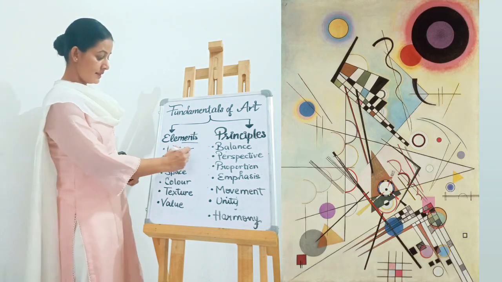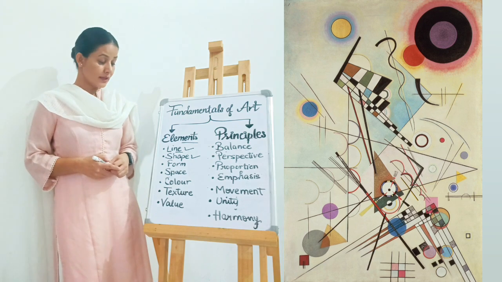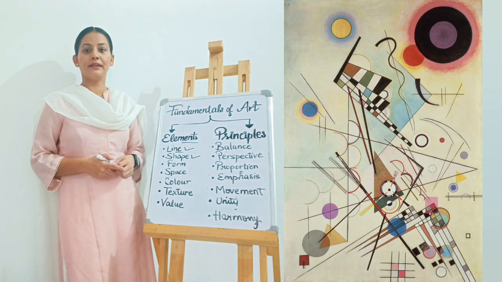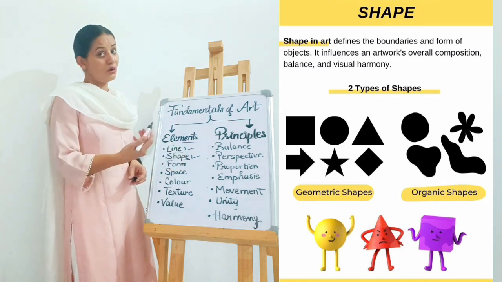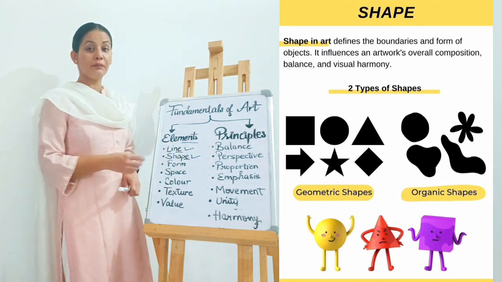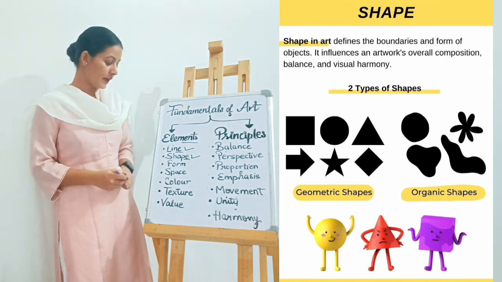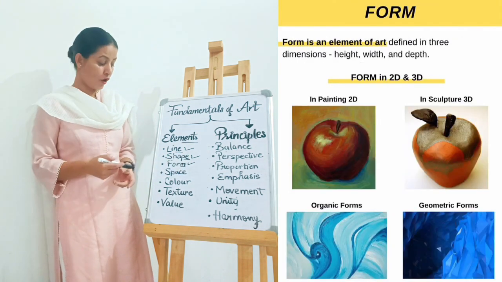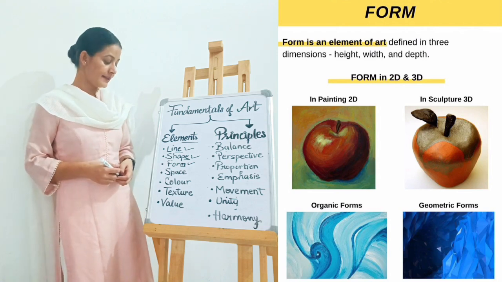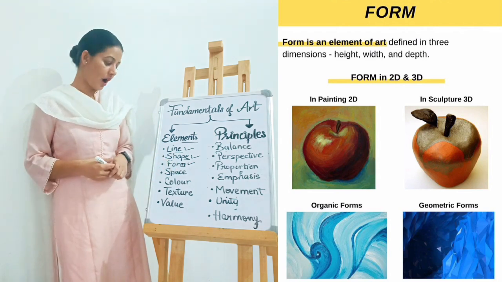Then there is shape. There can be various types of shapes such as circle, triangle, square, rectangle. We can use these shapes also in our artworks. There can be organic shapes, there can be geometrical shapes, and in the same way then we have form. As we know, forms are three-dimensional, and we can also categorize organic forms, natural forms in our artworks.